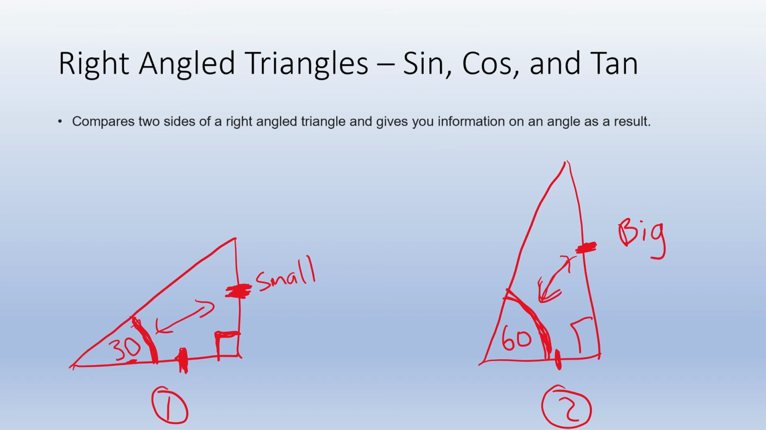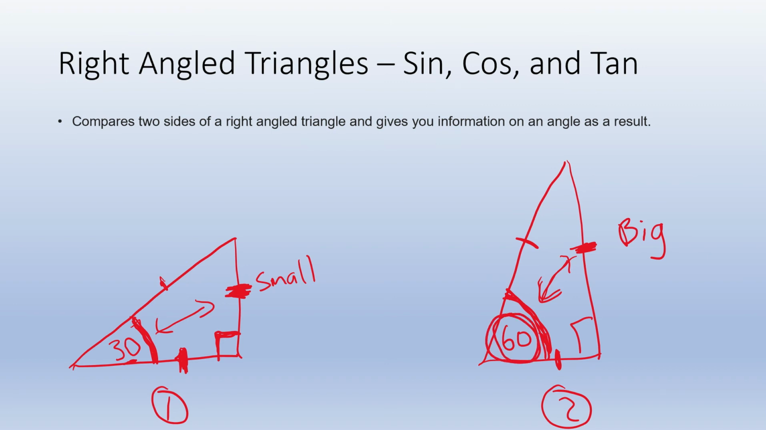So that's a really basic idea of what sine, cos and tan are going to do. We're going to look into that in a bit more detail in a minute. But basically the idea I want to get across here is that sine, cos and tan are going to help us look at the sides of our triangle and give us an idea of what's going on in the angles as a result.